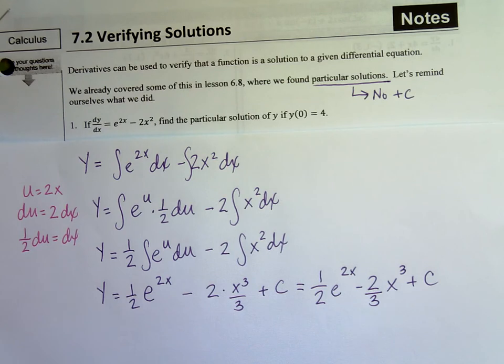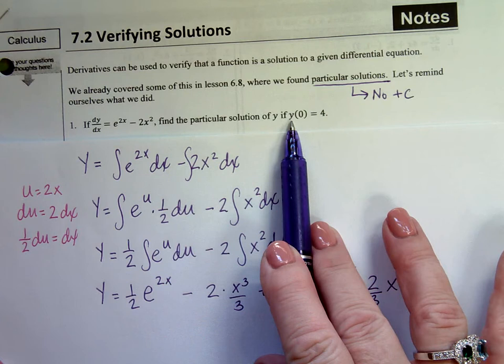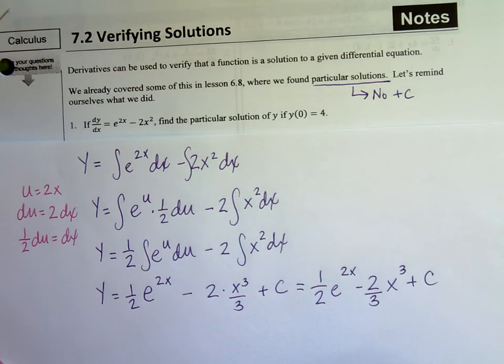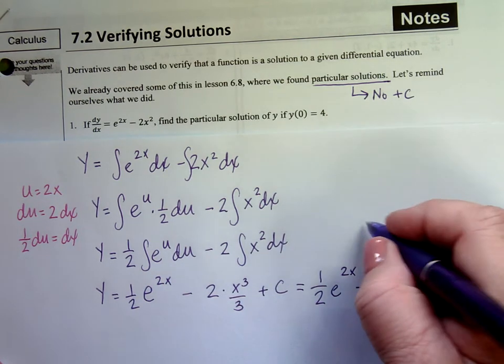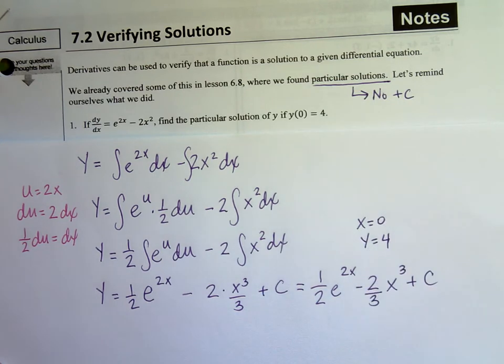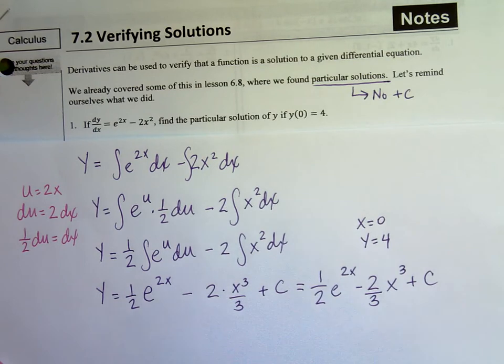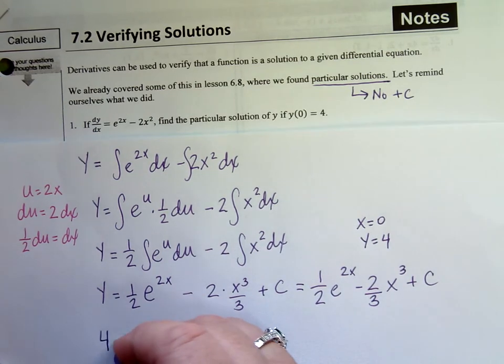But they gave me information to be able to figure out what c actually is. This y of 0 equals 4 means that when x is 0, y is 4. Right? That's what they're telling me in that coordinate right here. So I'm going to plug that in. I'm going to make it 4 equals. I'm going to find my c.